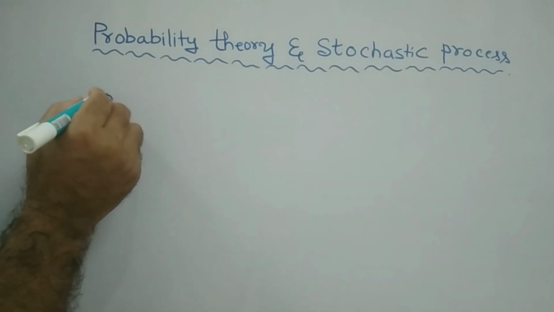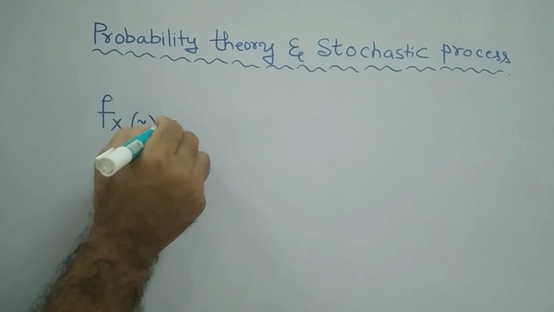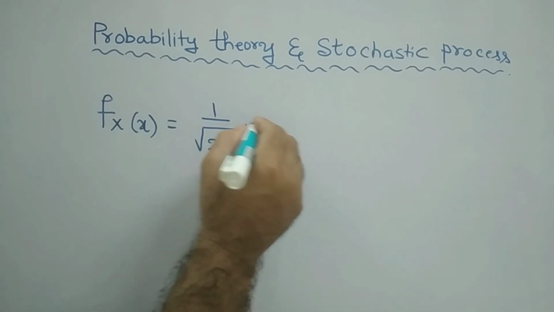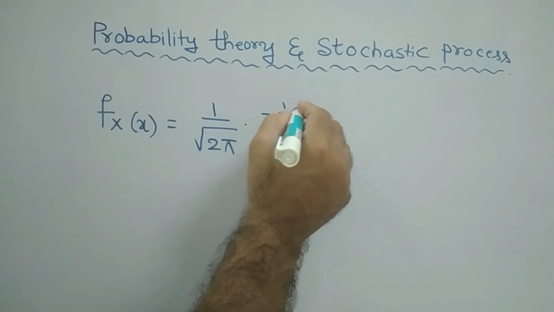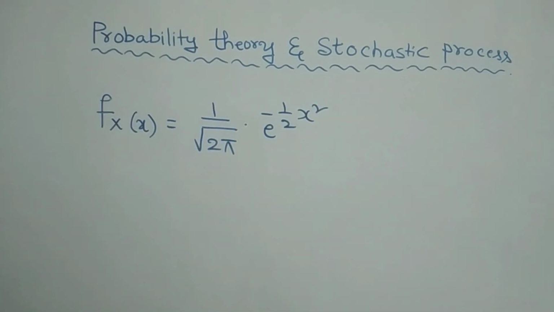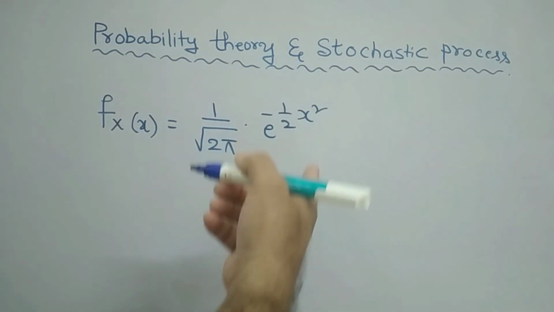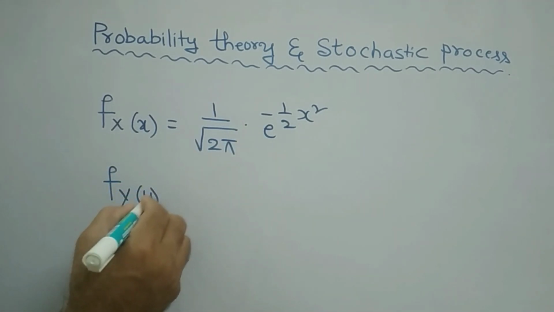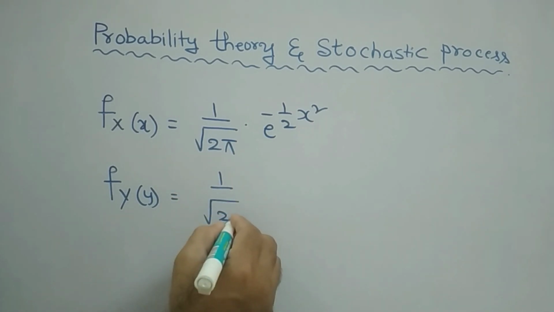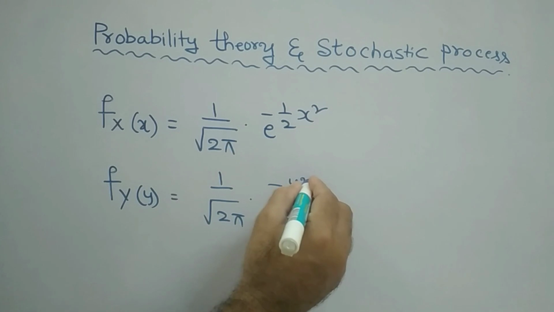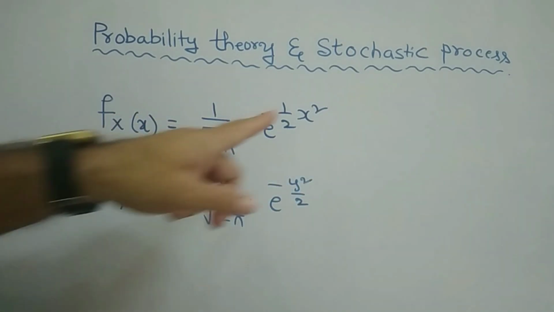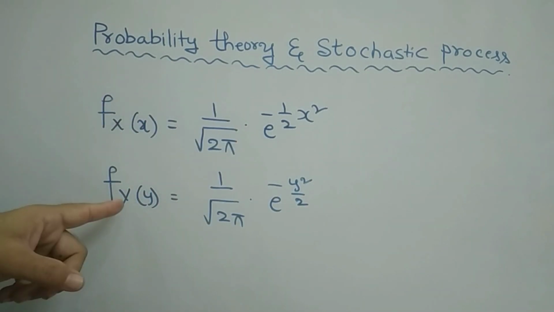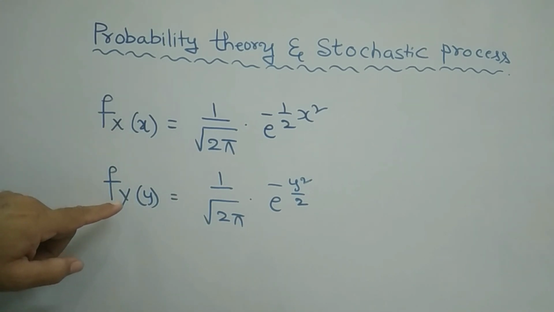Now f of x is equal to 1 by square root of 2 pi after substituting sigma value 1. That is 1 by root 2 pi e power minus half x square, or simply x square by 2 you can write. After substituting mu value 0 and sigma value 1, f of x becomes like this. Similarly f of y becomes 1 by square root of 2 pi into e power minus y square by 2, whichever fashion, no problem. These are the PDFs of the random variables x and y.